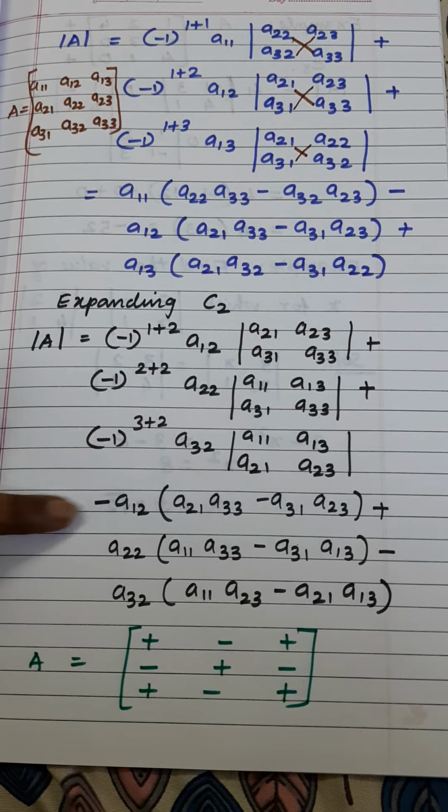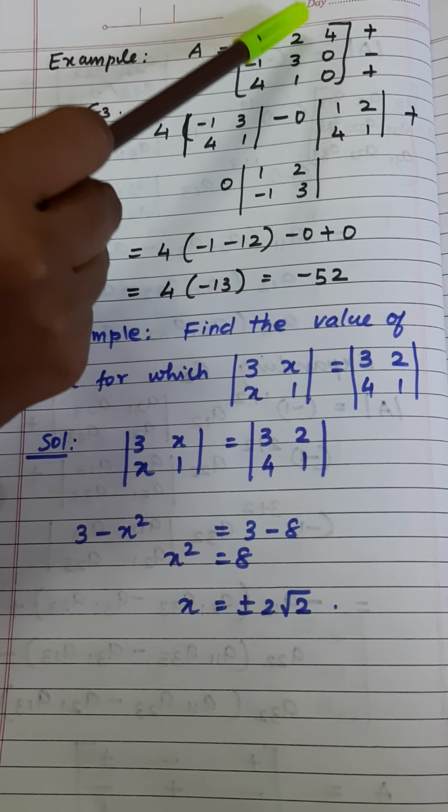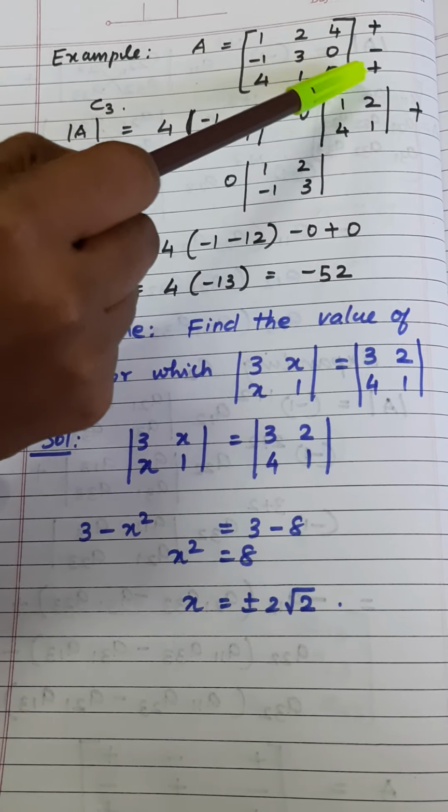So now we'll see one example. Take a 3 cross 3 matrix: 1, minus 1, 4; 2, 3, 1; 4, 0, 0. Now we are going to find the determinant of A by expanding column 3. So what are the respective signs for column 3? Plus, minus, plus, because A13, A23, A33: even, odd, even. So plus, minus, plus.